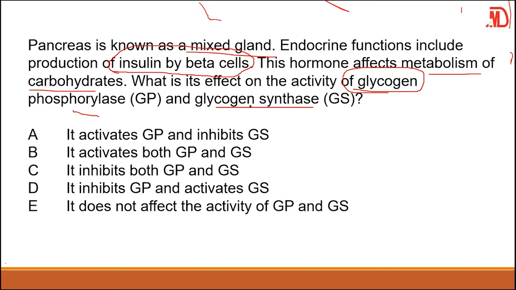So the question now is, what is the effect of insulin on these two enzymes? Activation of GP and inhibition of GS. You said activation of what? GP and inhibition of GS. Or, sir, it activates GS and inhibits GP. Yes. The answer is what? B or D? D. You guys are confusing me. Yeah, it's B. Okay. We shall look at it now.